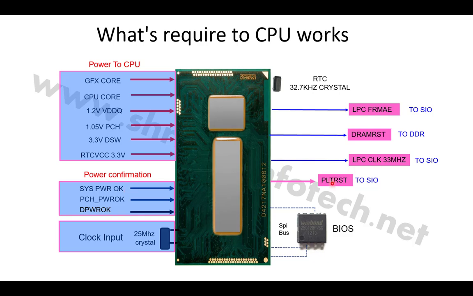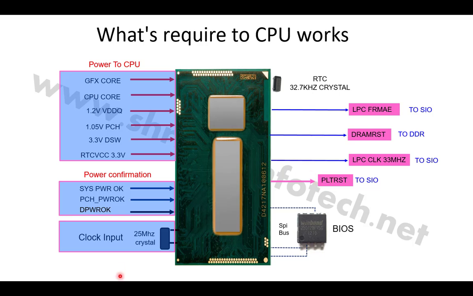Okay, so once the CPU gets this confirmation signal, that is the system power OK, then the CPU emits one signal, that is called the PLT reset, the platform reset. If this signal does not appear after this signal, then there is a possibility your CPU is not working. So this signal should come out, platform reset or the PLT reset.